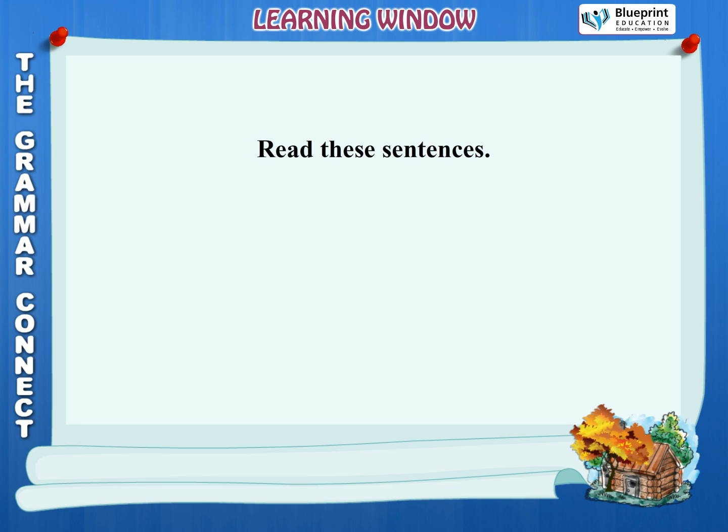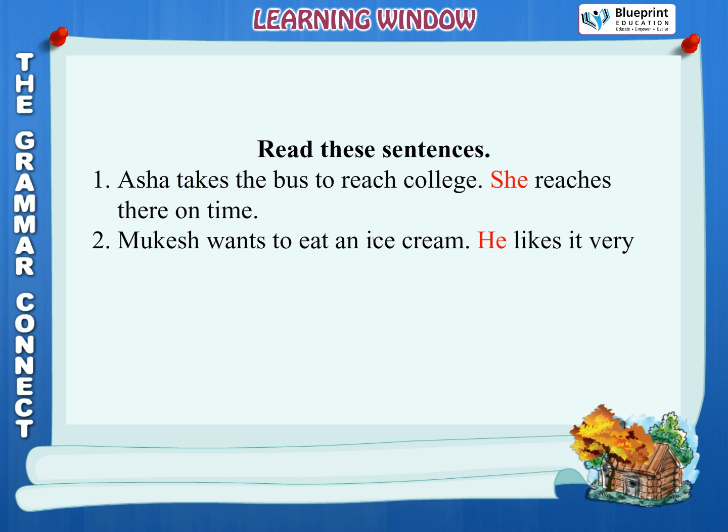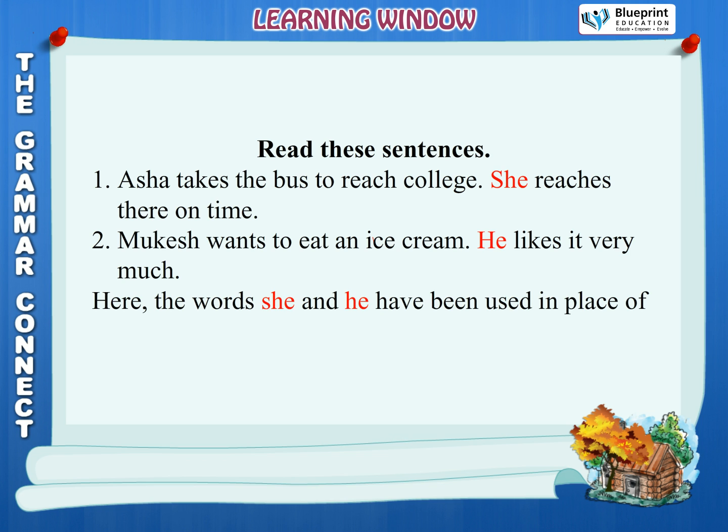Read these sentences. 1. Asha takes the bus to reach college. She reaches there on time. 2. Mukesh wants to eat an ice cream. He likes it very much. Here the words she and he have been used in place of Asha and Mukesh.